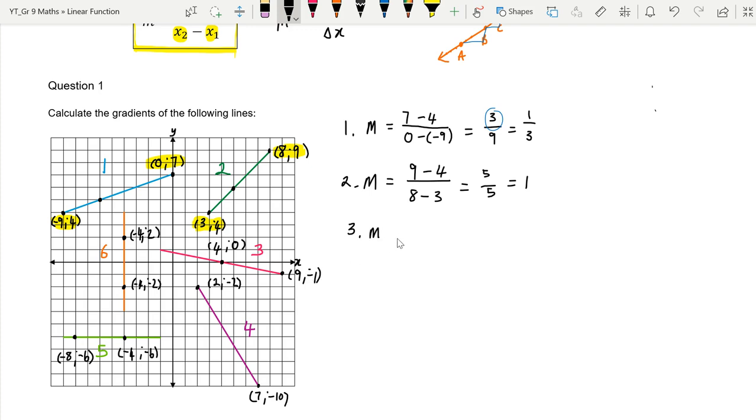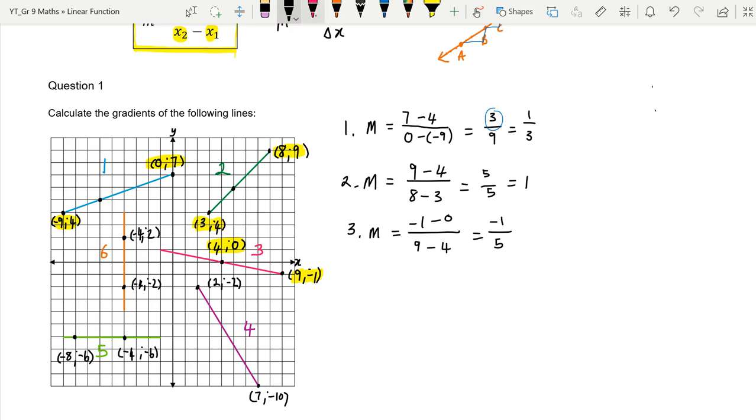So my gradient for line number 3, if I use those 2 points, would be, it doesn't matter which one you start with, I'm going to say -1, take away 0, over 9, take away 4. And that would be -1 over, is that 5? Yeah. So there is my gradient. It also makes sense that it's a negative gradient, doesn't it? If you think about the previous video and where you have a negative gradient, the direction of the line.